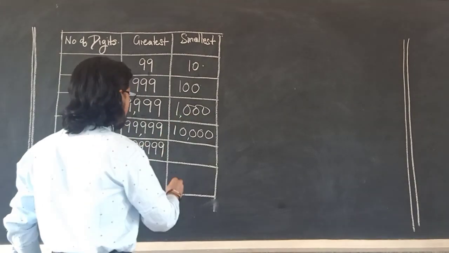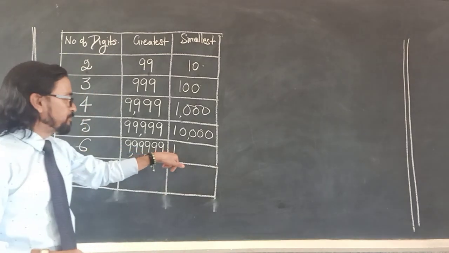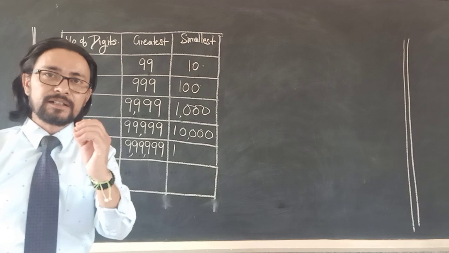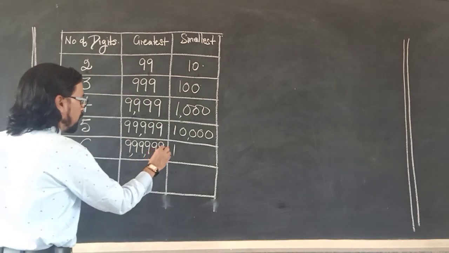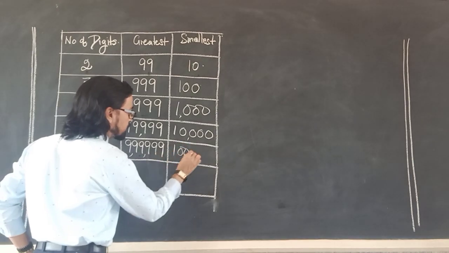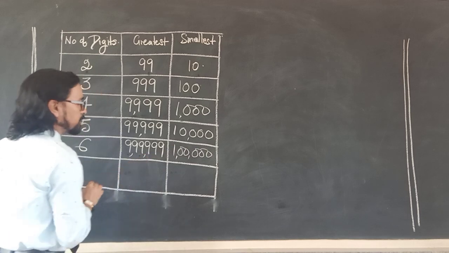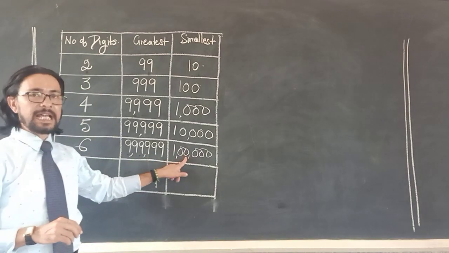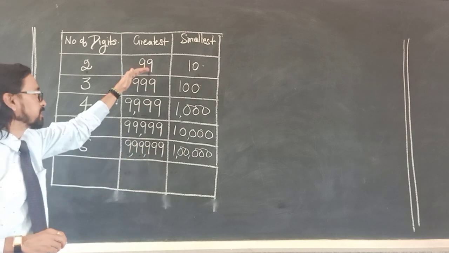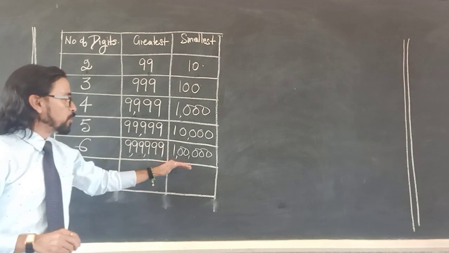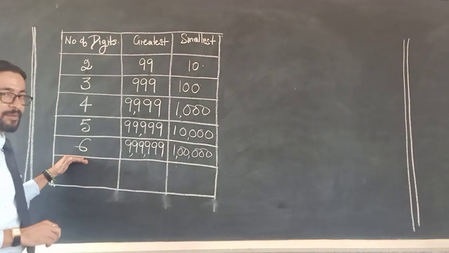When I come to the smallest, it is 1, and because it says 6 digits, when I put 1, I am done with 1 digit. So I am left with another 5 digits. So I have to put 5 zeros: 0, 0, 0, 0, 0. And put the commas. So the answer is 1 lakh. So 9,99,999 is the greatest 6-digit number, and 1 lakh is the smallest 6-digit number.